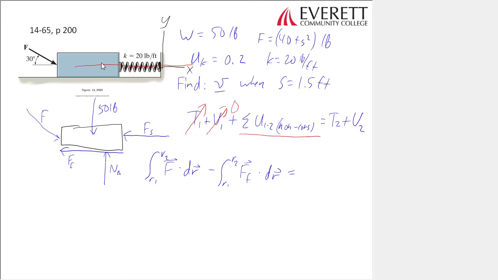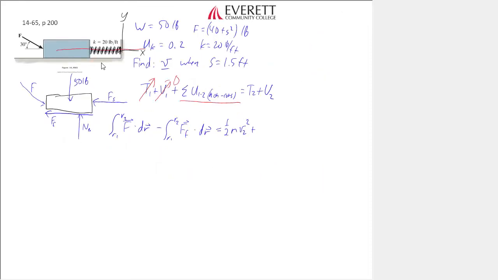What's our final kinetic energy? 1/2 m v squared. I'm putting V2 just so we know it's the velocity after. And then I have to do our final potential energy. What's going to be our final potential energy? 1/2 k s squared. Now we have to do a little bit of work on this one because we have to figure out what our normal force is.